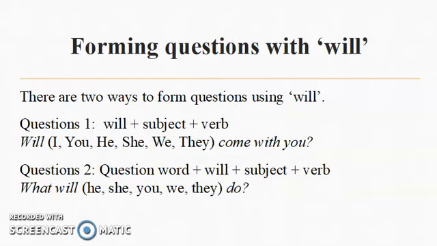When we form questions with will, there are two ways to do it. First of all, it is will, then the subject, then the verb. So, will he come with you? And then the other way to do it is by using a question word first of all, followed by will, the subject, and the verb. So, what will he do? When will she go? That sort of thing.